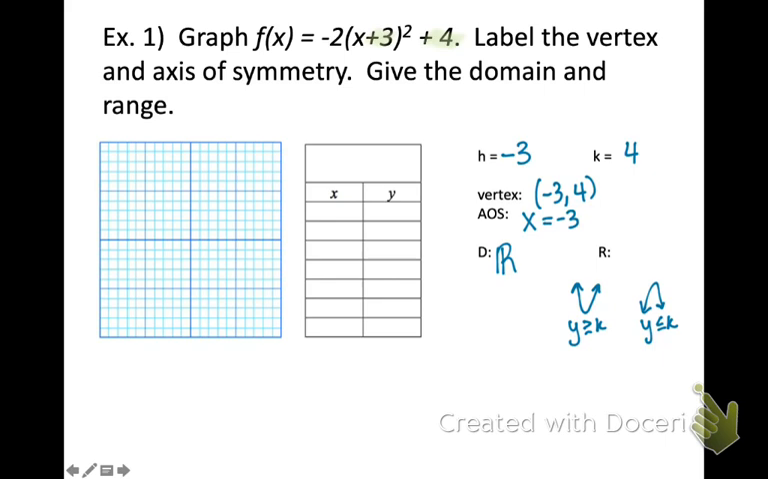So looking up at our equation, we're just looking to see if it's been reflected or not. Since we've got a negative out in front of this 2, then I know our graph has been reflected and is therefore facing down. So our range is going to be y is less than or equal to 4. Again, less than or equal to because our graph is facing down, and 4 is my k value. All right, let's fill out our table starting with our vertex in the middle.